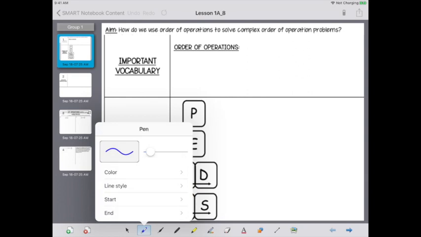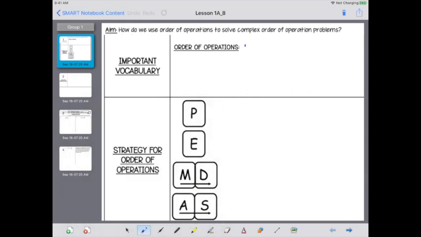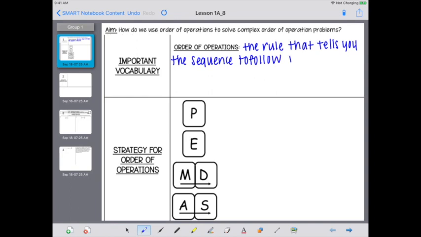So order of operation is the rule or strategy. So the rule that tells you the sequence to follow when you're performing operations in an expression.